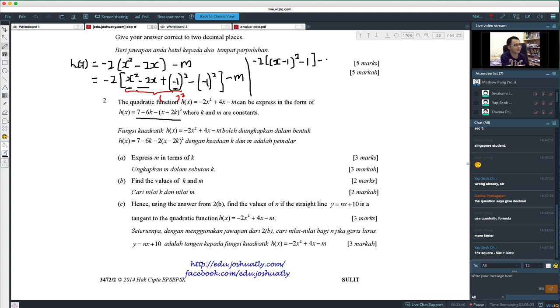Then the last step is just to multiply negative 2 into both. So I will have negative 2 times (x minus 1) squared plus 2 minus m. Then I'm done. But I just want to arrange it into the pattern, because the question says it can be expressed in this form, and the question asks you to find m in terms of k. So I just rearrange to make it look alike.